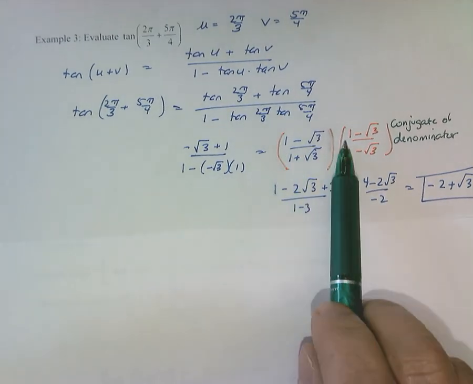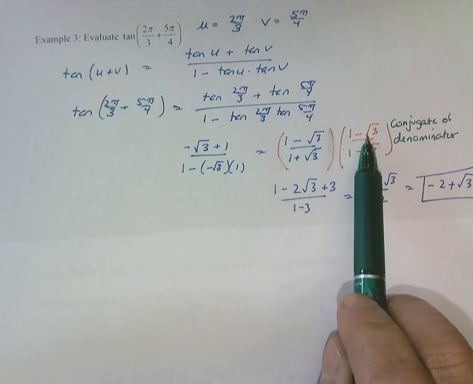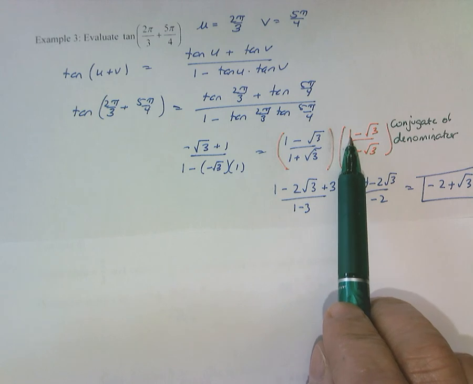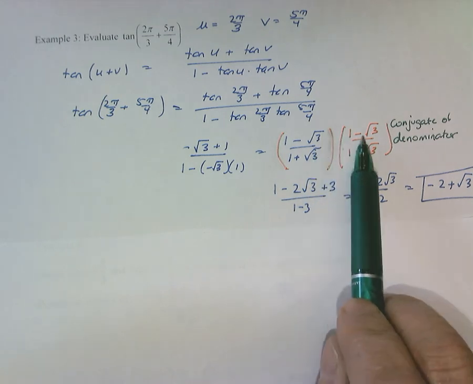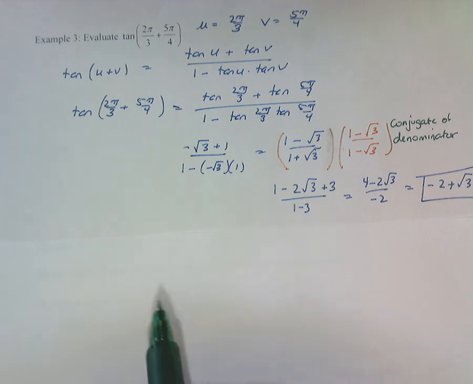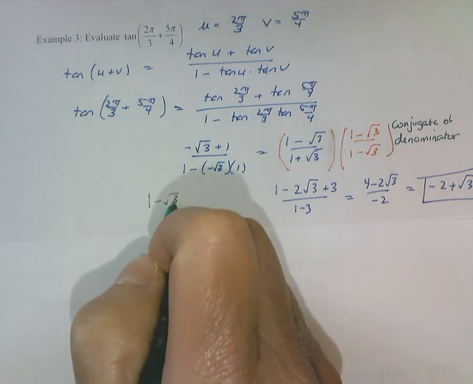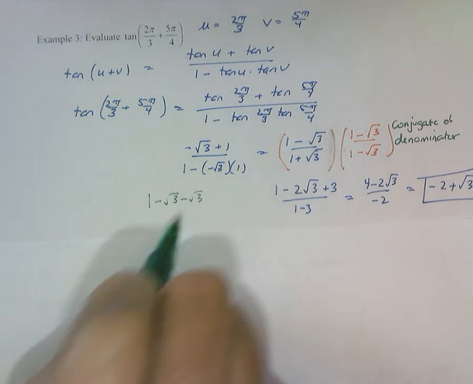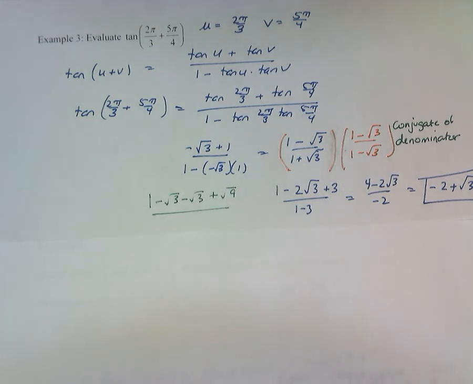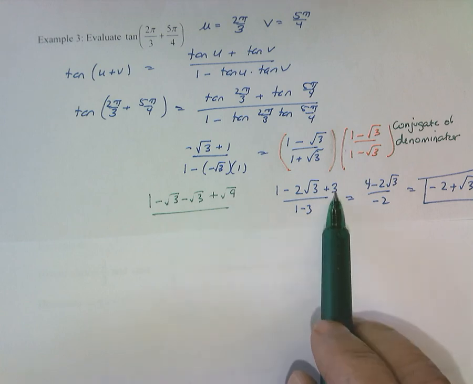1 multiplied by 1 is 1. 1 multiplied by negative square root of 3 is negative square root of 3. Negative square root of 3 multiplied by 1 is negative square root of 3. When I put both of them together, I get minus 2 square roots of 3. So what I'm saying is I have 1 minus the square root of 3 minus the square root of 3 plus the square root of 9. So that gives me 1 minus 2 square roots of 3 plus 3. That's where I'm getting this.